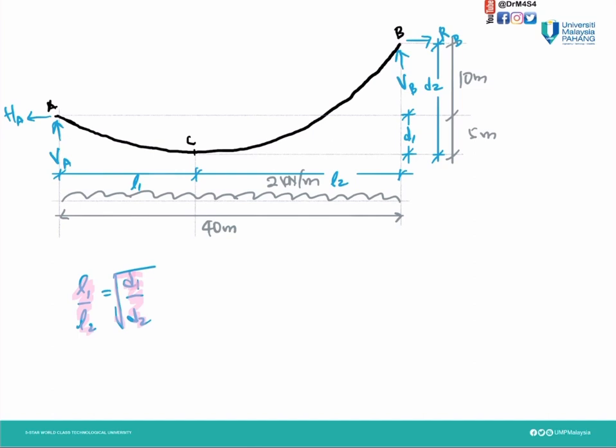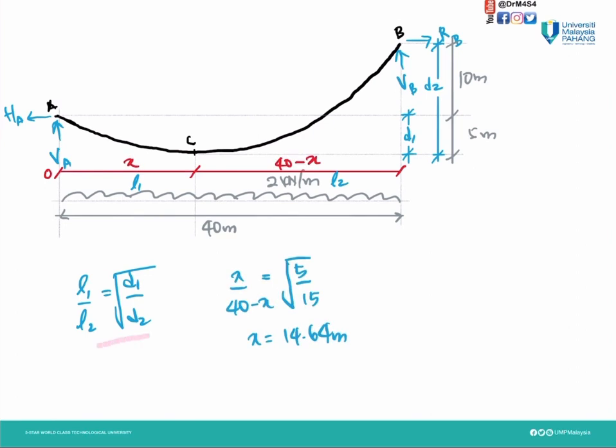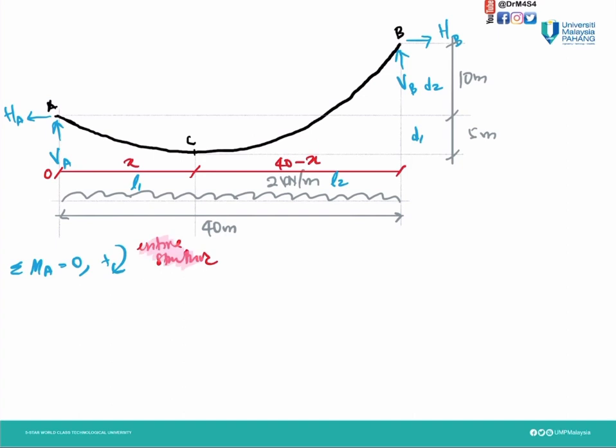We don't know the distance of L1 and L2, but the total length is given 40 meter. We know this one is D1 and this one is D2. So we take this distance as an x value. So the balance of that is 40 minus x. Then we substitute into this equation. Then we can get our x is 14.64 meter.